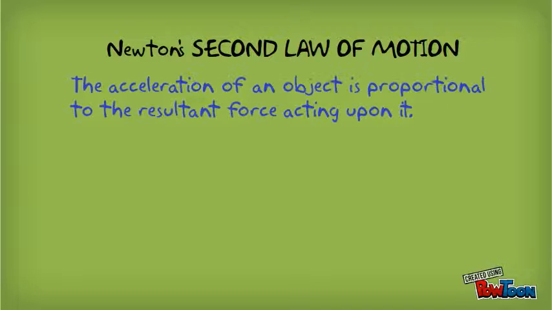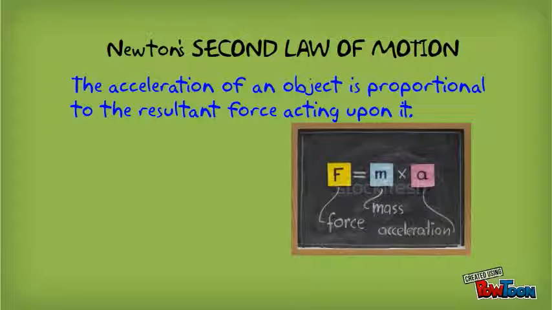Newton's second law of motion states that the acceleration of an object is proportional to the resultant force acting upon it. In other words, if we double the force acting on it, then we double the acceleration. And it's from this law of motion that we derive the equation force is equal to mass multiplied by acceleration.